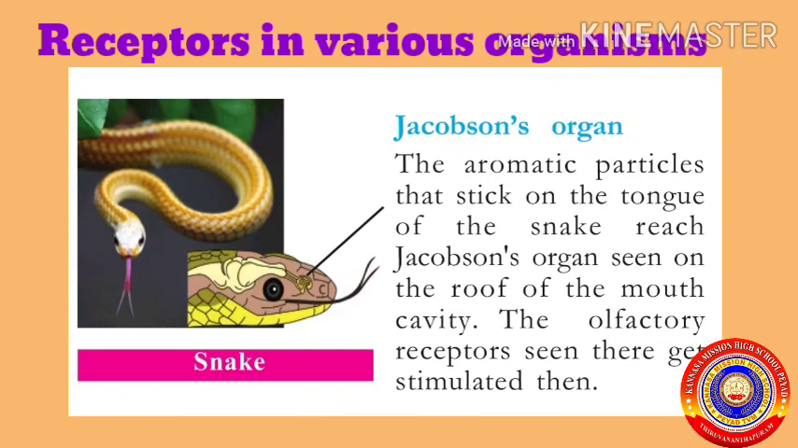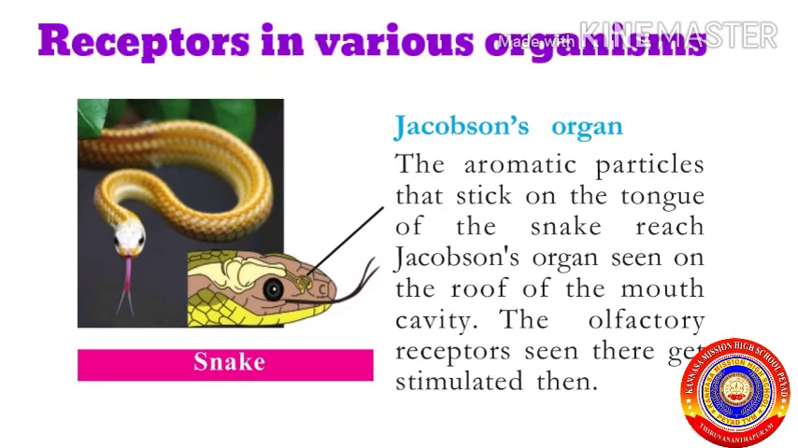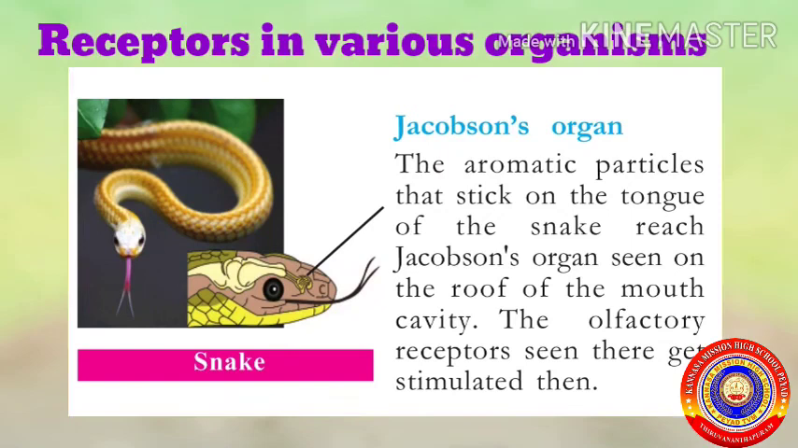Last one is the snake, which has a receptor called the Jacobson's organ. The aromatic particles that stick on the tongue of the snake reach the Jacobson's organ seen on the roof of the mouth cavity. The olfactory receptors seen there get stimulated.